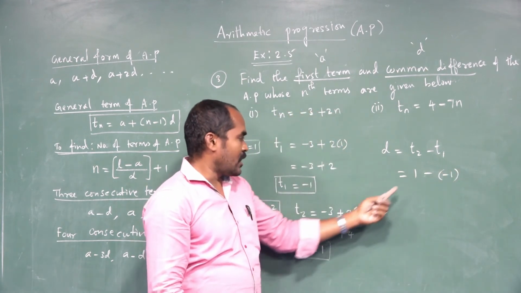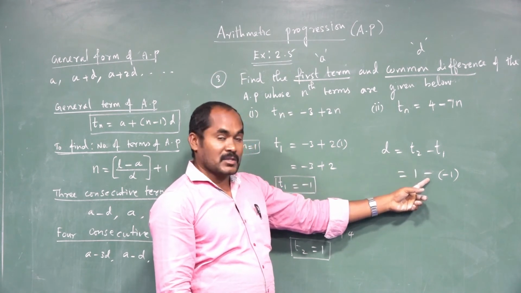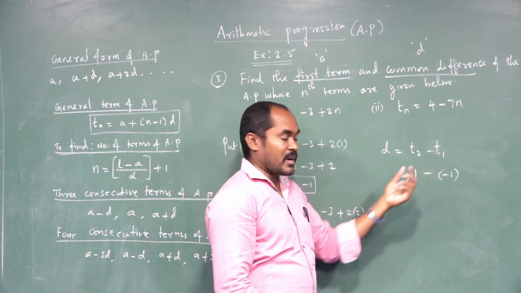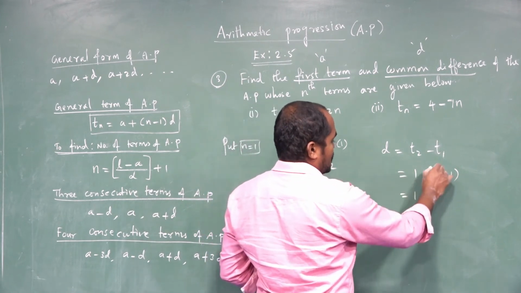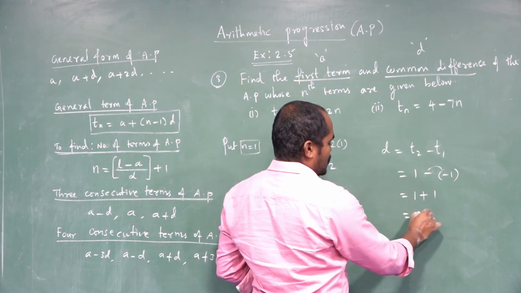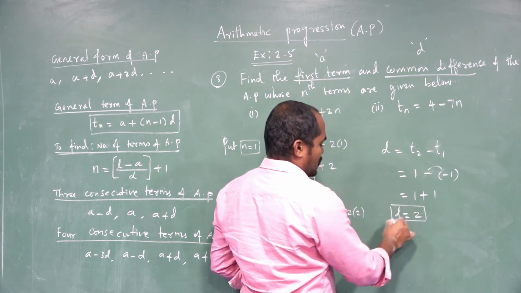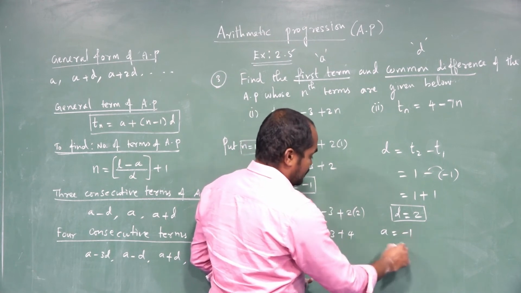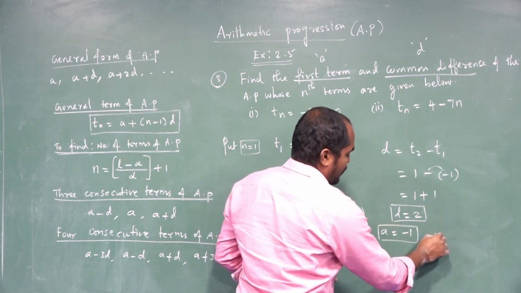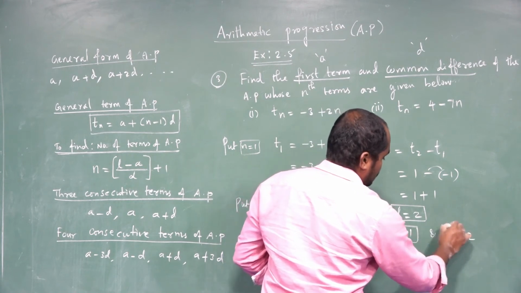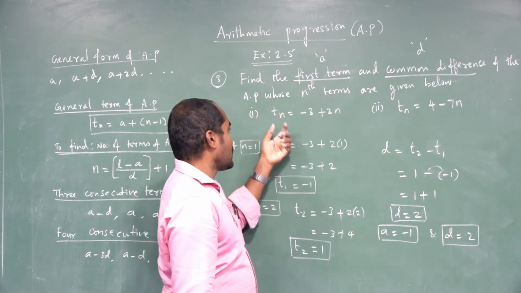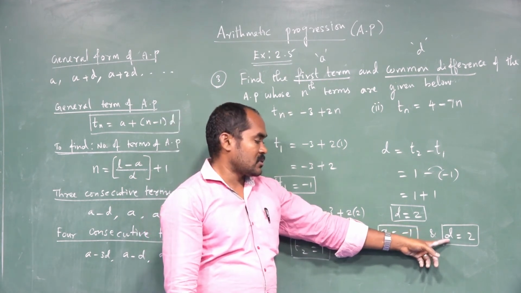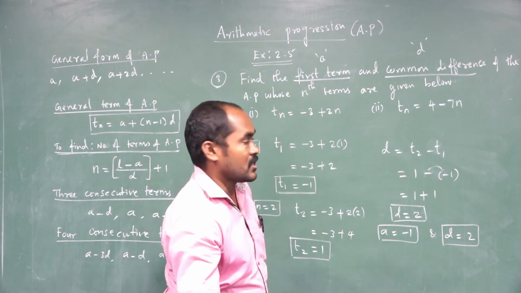So T2 value is 1. Formula minus, write as it is minus. T1 value is minus 1. So 1 minus of minus 1. So this is 1 minus into minus, plus 1. 1 plus 1 is 2. So the common difference is 2. Therefore, first term A is equal to minus 1 and common difference D is equal to 2. So in our first question, first term A is minus 1 and common difference D is 2. This is our first Roman result.